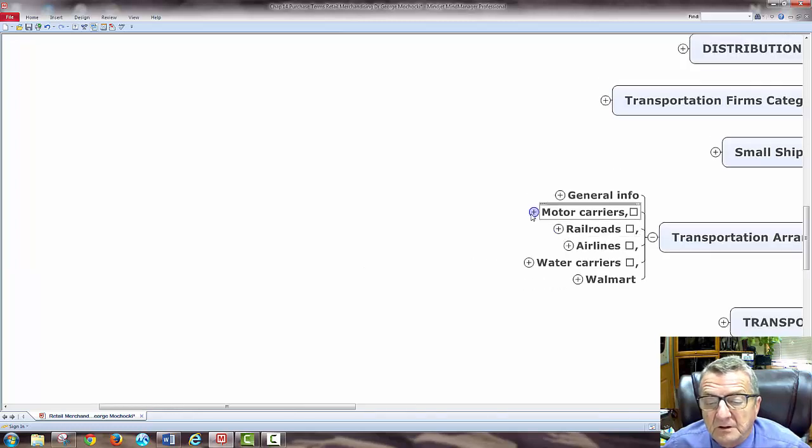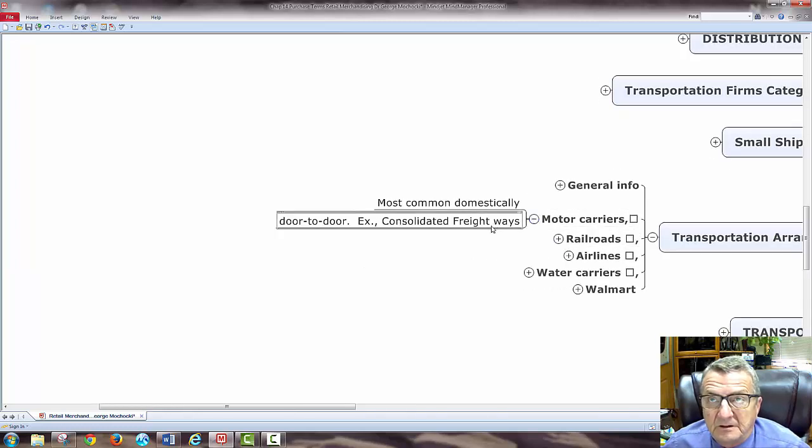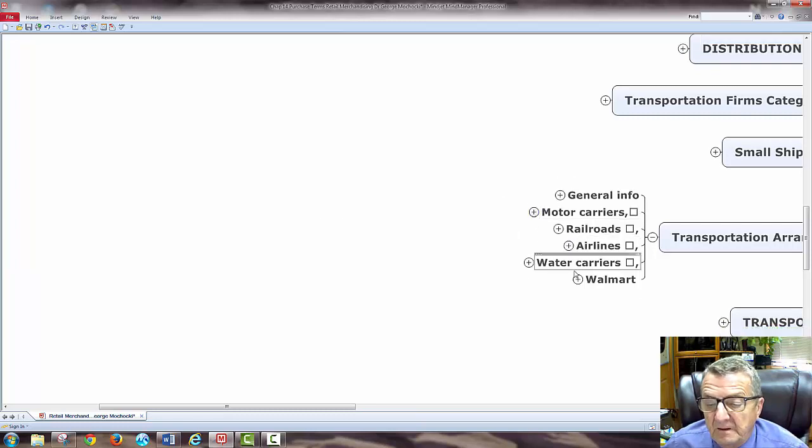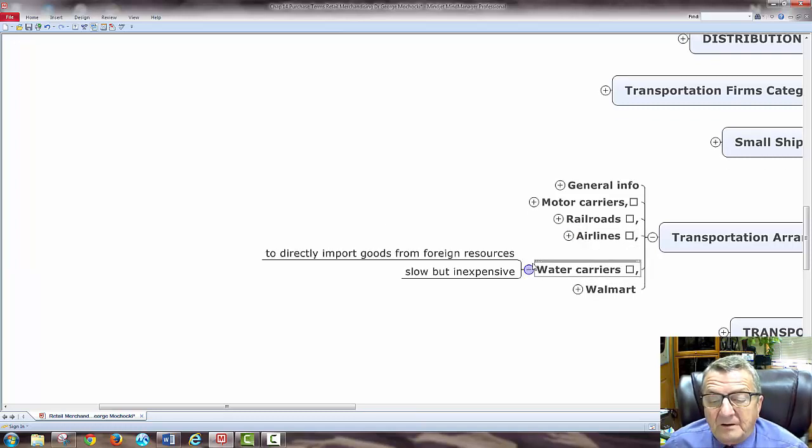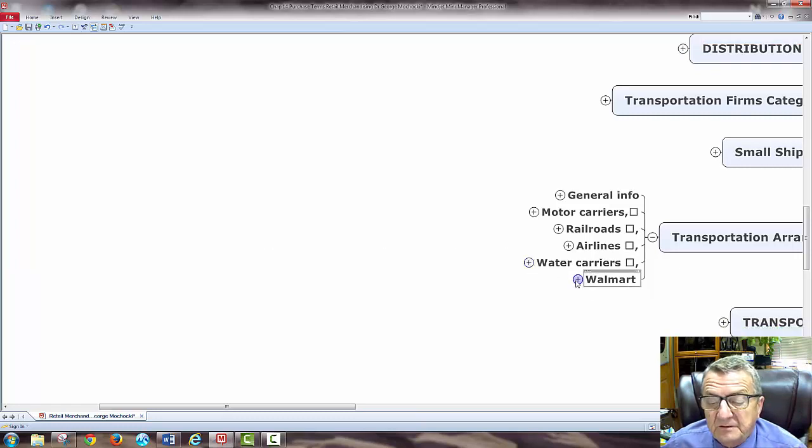If you look at Target, they have their own trailers, but they use independent or different consolidated freightways. Okay, airlines. Like it or not, the most expensive, but the fastest. Fastest, most expensive. Okay, so I'm not going to go into that. Water carriers, slowest. International, comes all the way over here. To directly import goods from foreign, slow but inexpensive.